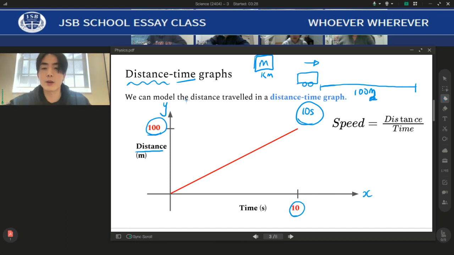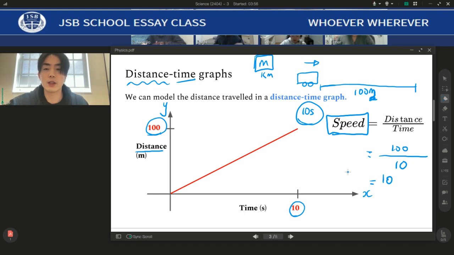Now, from a distance time graph, we can work out something called speed. Remember what speed was, right, guys? Speed is sort of like how fast. The speed equation is this one. We did this last time a bit. Distance divided by time. So what's the speed of this car? The distance is 100 divided by time, which is 10. So the speed is equal to 10.